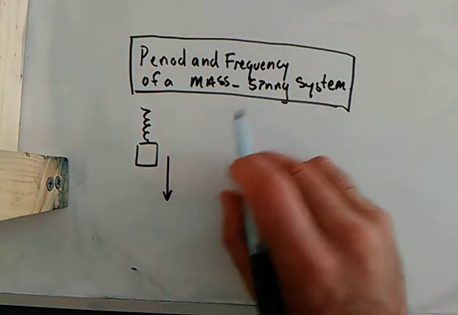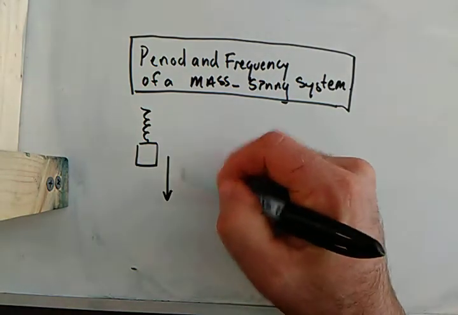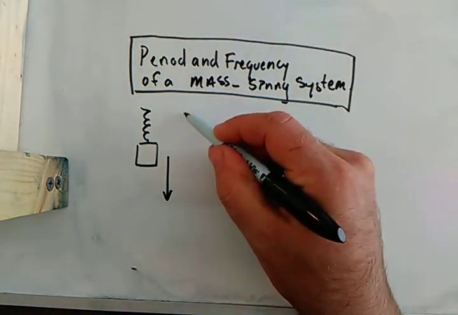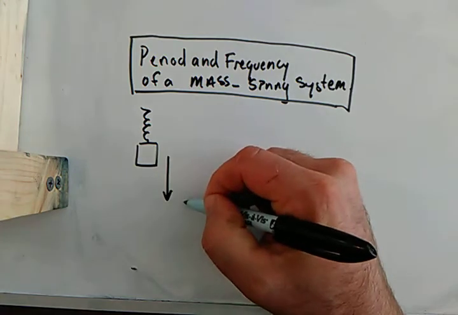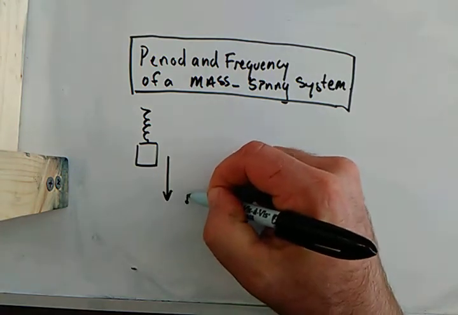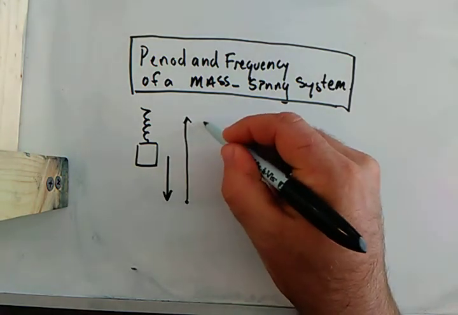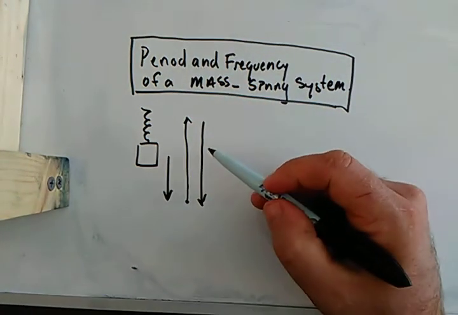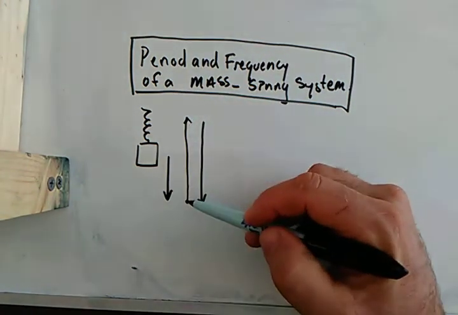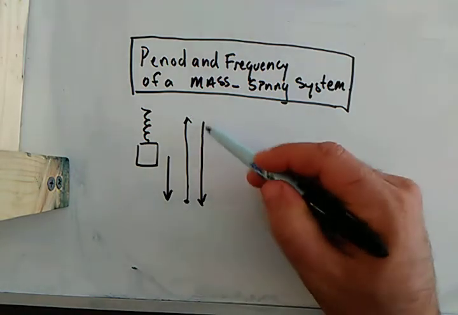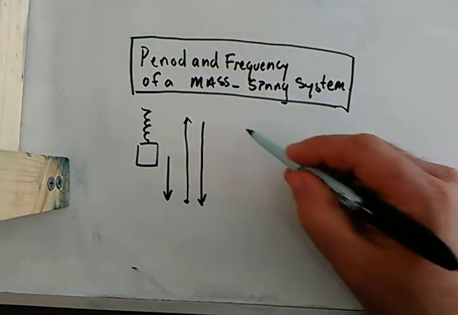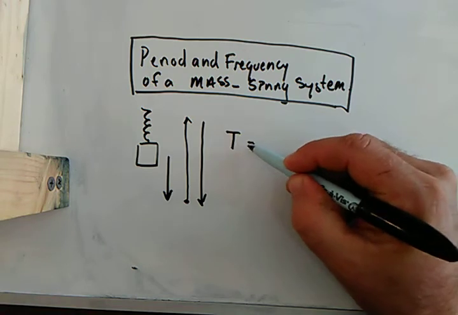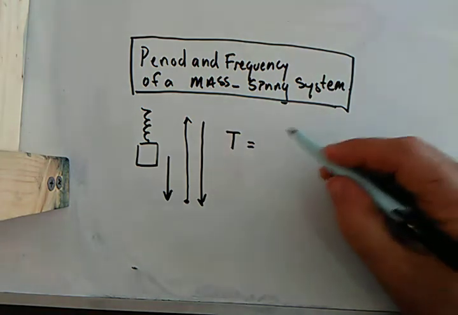So what we're going to do: the period is the time it takes for it to go, if I start it down here, to go up and then down. So that's the period of this thing. That's how long it takes for it to go from our starting point up and then down. So that can be represented by a formula.